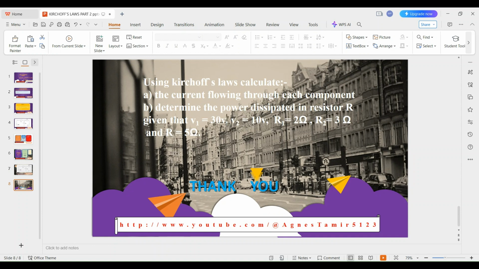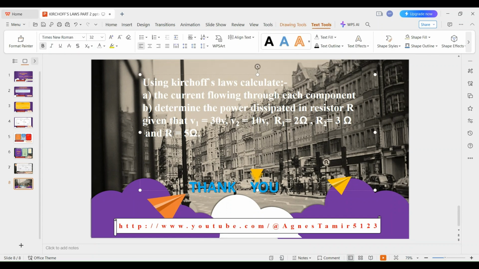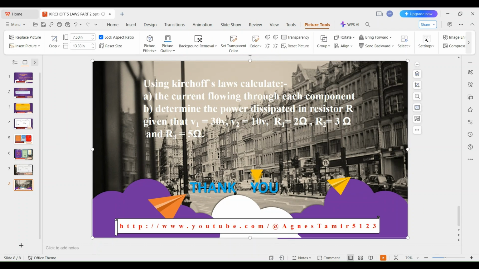V1 is equal to 30 volts, and V2 is equal to 10 volts. R1 is equal to 2 ohms, R2 is equal to 3 ohms, and R3 is equal to 5 ohms. So kindly work on that example or that assignment and let it be submitted in our next class.